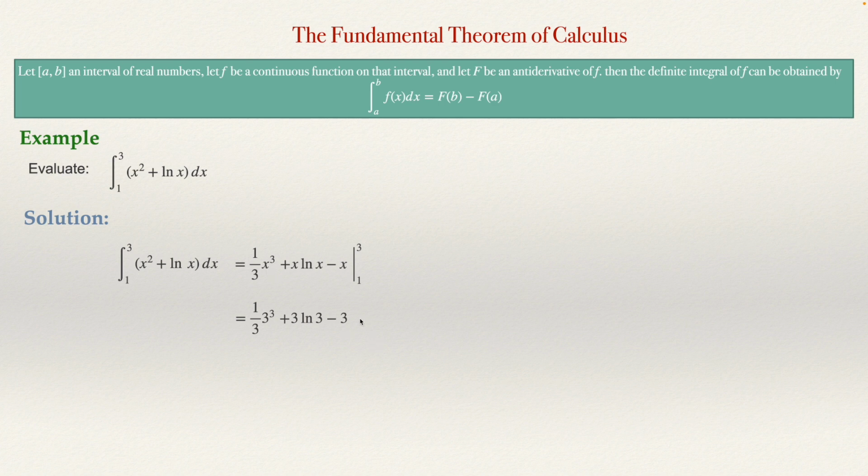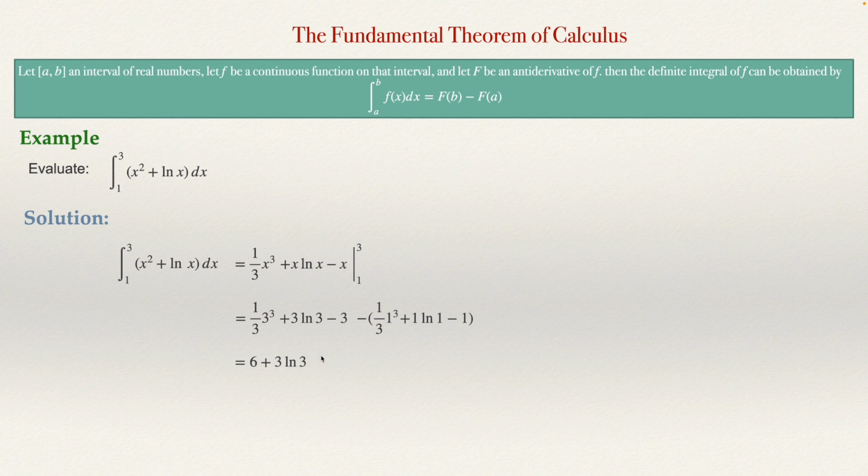So it will be minus, I open bracket, 1 over 3, 1 to the power 3, plus 1 natural logarithm of 1 minus 1, and I close bracket because I note that this minus is for the whole expression, for the antiderivative in a. Then I just need to simplify. 3 to the power 3 is 27, 27 over 3 is 9. This is just 9 minus 3, this is 6. So we have here 6 plus 3 natural logarithm of 3.